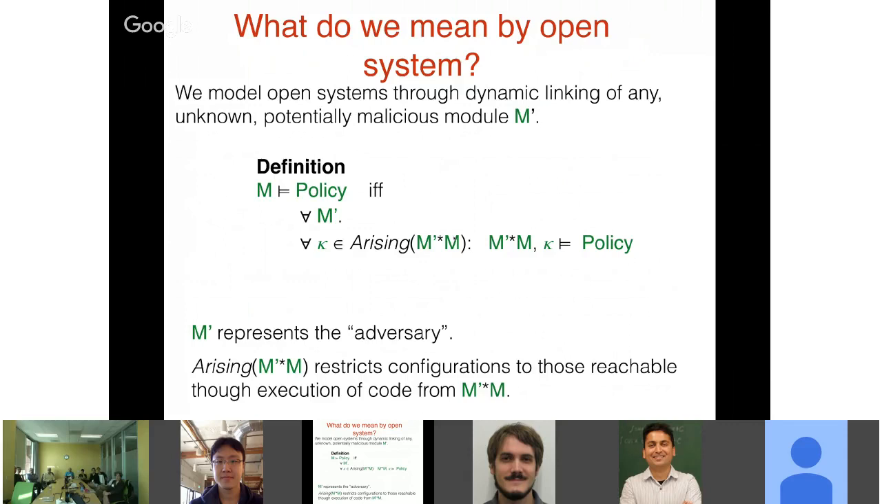So M prime represents the adversary, and then there's this notion of arising, which means we can use the code in the combination of M and M prime, and particularly the code in M, the code that we've written, to constrain the state that the system gets into. Okay? This is a definition of the kind of programming that Marx talked about calling defensive consistency. And it's actually an idea of which many of us are familiar.